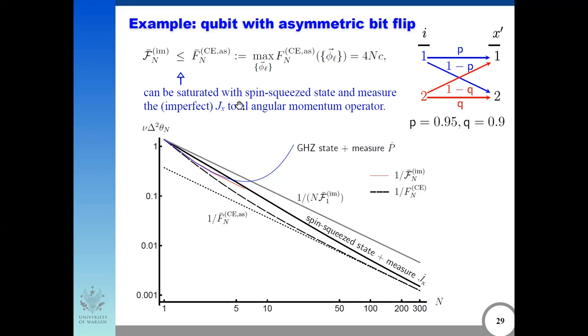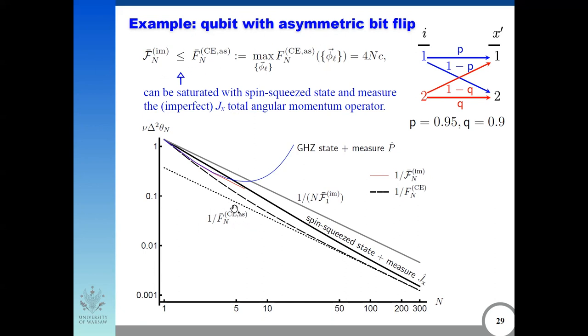So it can be saturated in particular if we choose a spin squeezed state, and then we measure the corresponding total angular momentum in the x direction, for example, together with the imperfections. So it still has to be respected. Then this is what this graph is showing. Here I'm plotting the mean square error. So this is the inverse of this guy, basically.